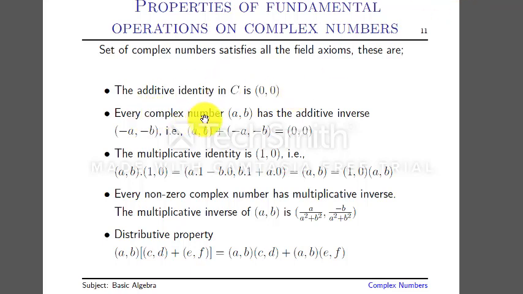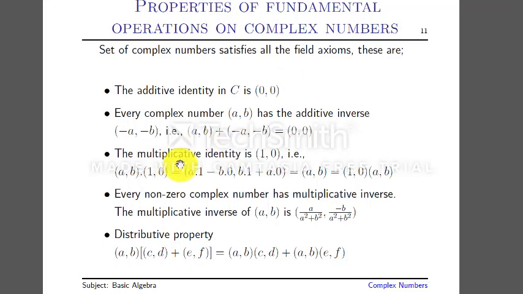Every complex number has an additive inverse, (-A, -B). That is, if (A, B) is any complex number, the additive inverse is this number. If we add the additive inverse to the original complex number, then we will obtain the additive identity. So, if (A, B) is the complex number, then the additive inverse is (-A, -B). If (-A, -B) is the complex number, then (A, B) is the additive inverse. So, the additive inverse of a complex number must belong to the set of complex numbers.